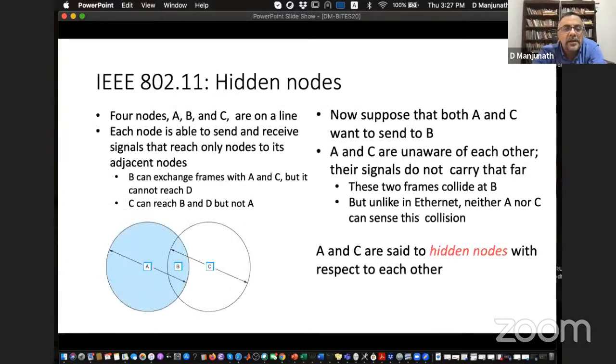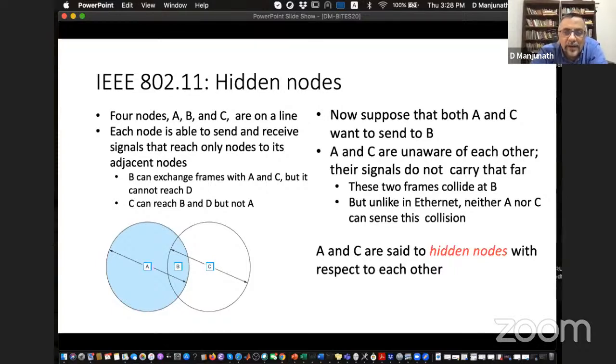So 802.11, I'll just give you a quick picture. What are the issues associated with 802.11? Again, if you have taken a networking course, this is something that you will see. Imagine there are three separate nodes here, A, B, and C. A has a range determined by this blue circle here. B is within range of A. C also has a range, which is the empty circle, and B is also within range of C.